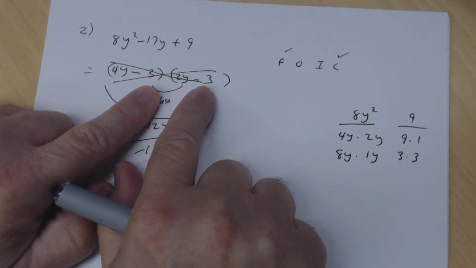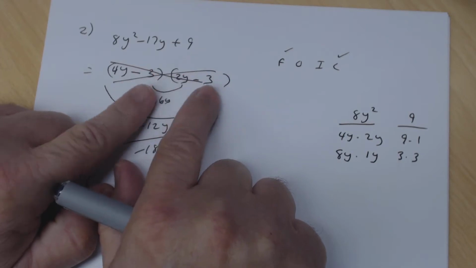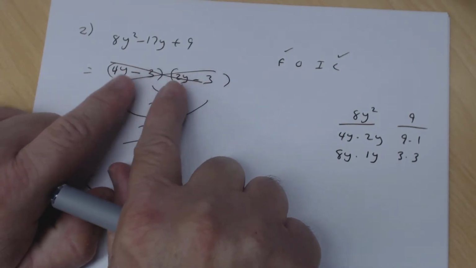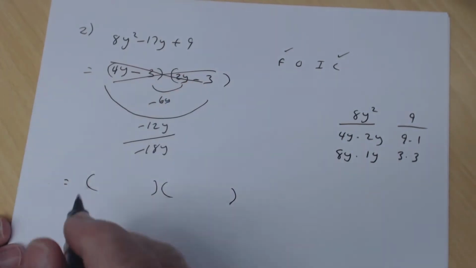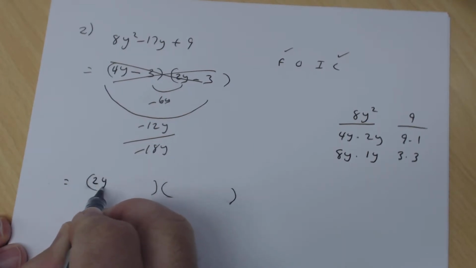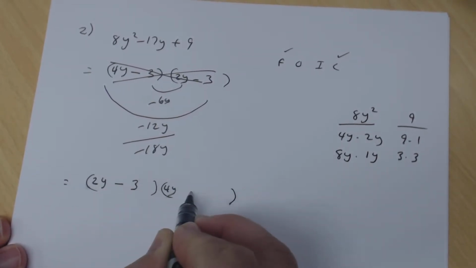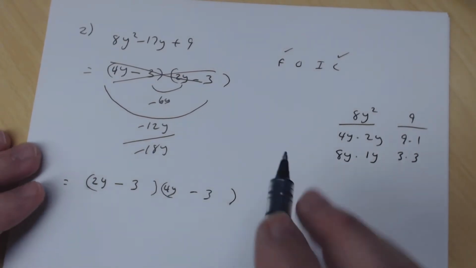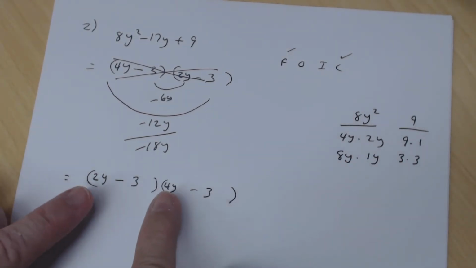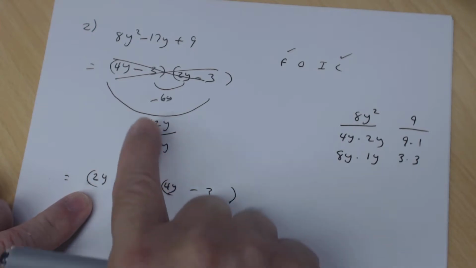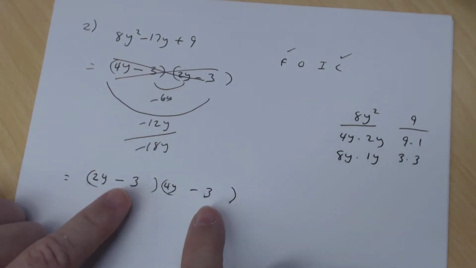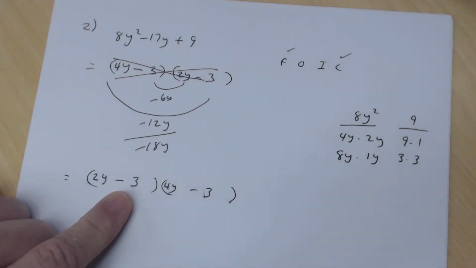Since the last terms were the same, it didn't matter whether you switch them or not. They're the same. So let's switch the first terms and see what happens. Let's put 2y here, 4y here. I'm still going to say minus 3 times minus 3. All right, remember the F and the L. 2y times 4y is still 8y squared. A negative 3 times a negative 3 is still a positive 9.